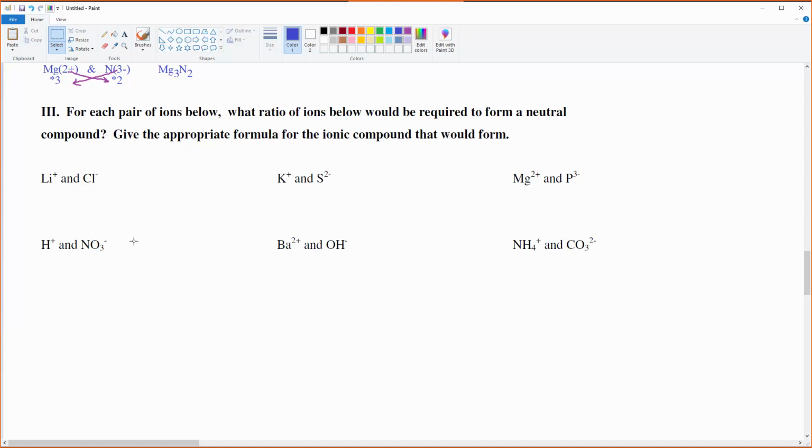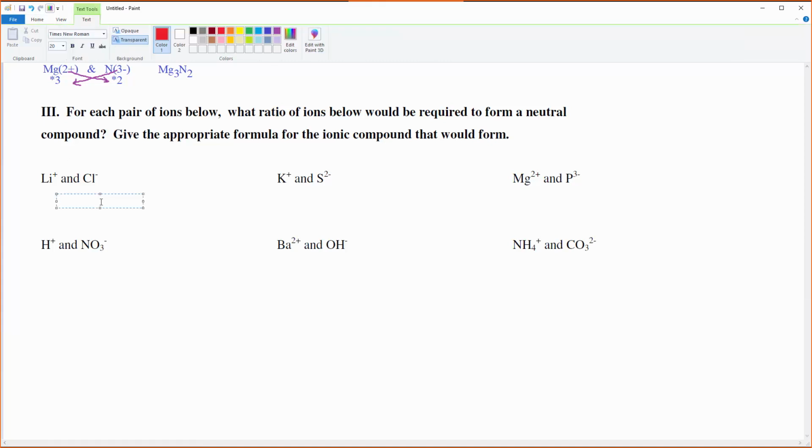All right. So you tell me, what's it supposed to look like if I put Li+ and Cl- together? Sarah says LiCl. Perfect. I just need one of each.